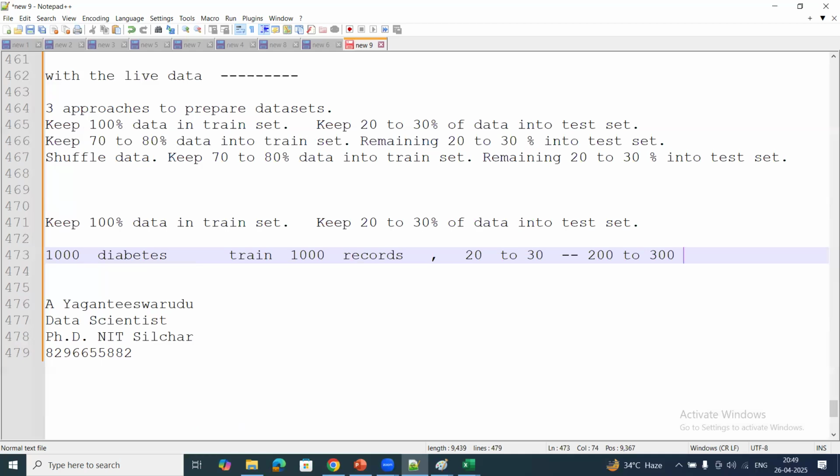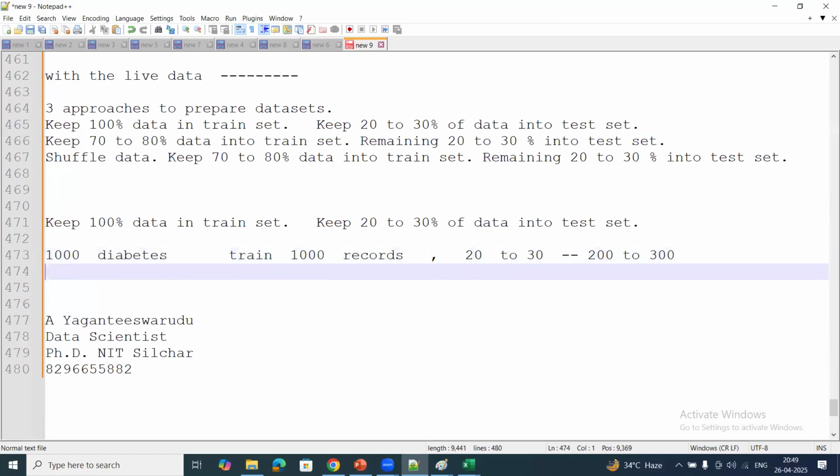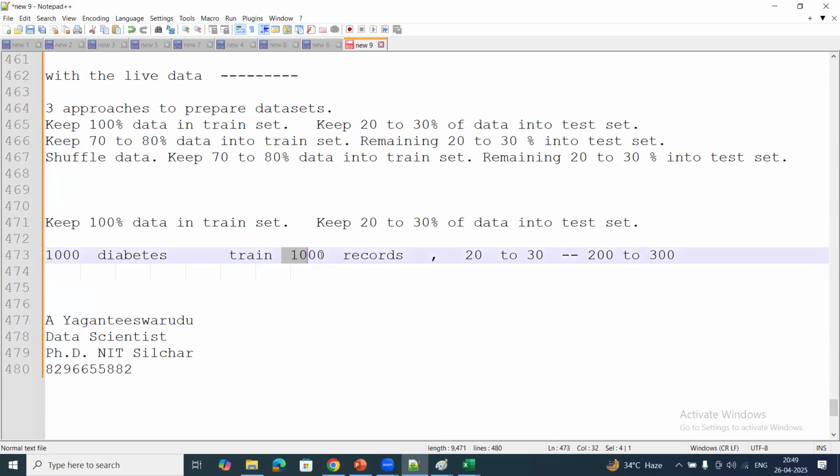So here clearly observe what's happening. I trained with 1000 records. I'm again taking some 200 to 300 records out of the 1000, and I'm testing. So here my model has already learned all these 1000 records.